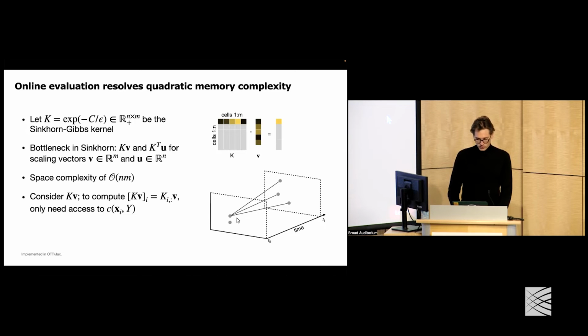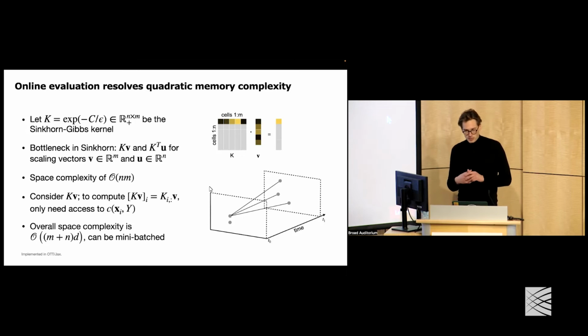Which in this picture means just fixing one cell on one side and making comparisons with all cells at the other side. And that, of course, has linear memory complexity, because I only have to hold these samples here in memory. So if you do that, which is something that's called online memory evaluation in OTT and is available through OTT and also in Moscot, then the space complexity is reduced to m plus n times d, where d would be the dimensionality of the data.